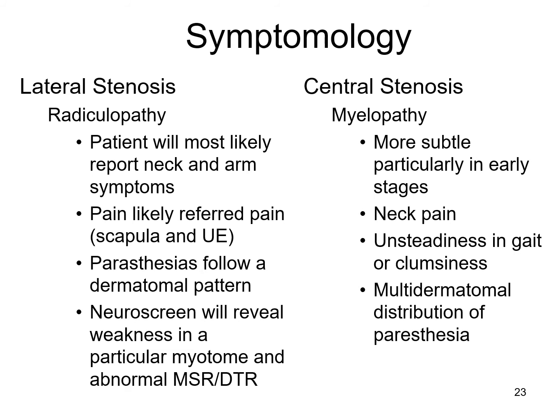We could potentially see multiple myotomes being affected, because technically if you have a herniation compressing the spinal cord at C6-7 or C5-6, really everything below that could potentially be influenced. And so the symptoms are really much different here.